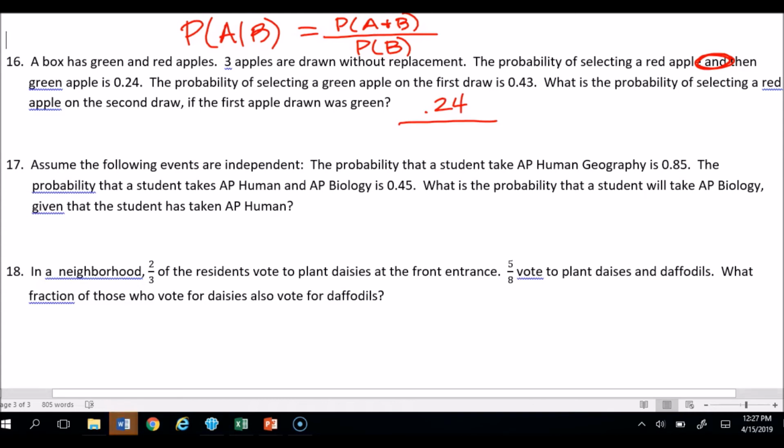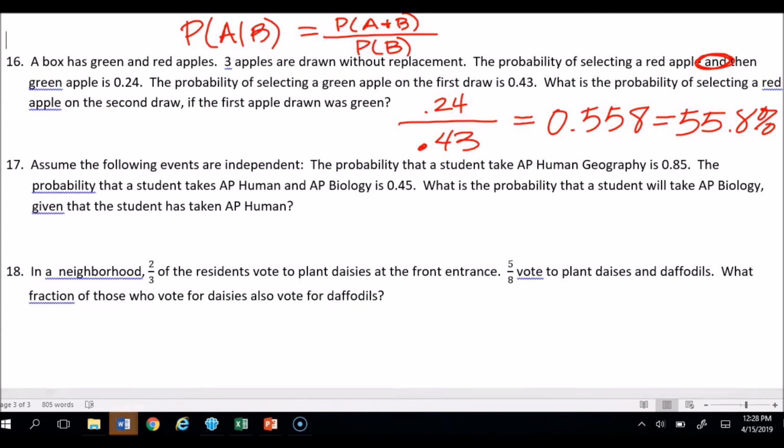Then it says the probability of selecting a green apple on the first draw is 0.43. So that's what I'm going to put on the bottom because that is the individual probability. What is the probability of selecting a red apple on the second draw if the first apple drawn was a green apple? So we're going to divide 0.24 by 0.43. So that's going to give us 0.558, which is equal to 55.8%.